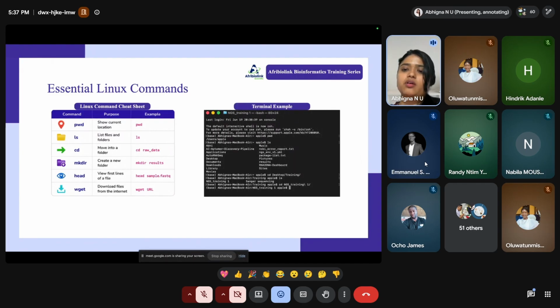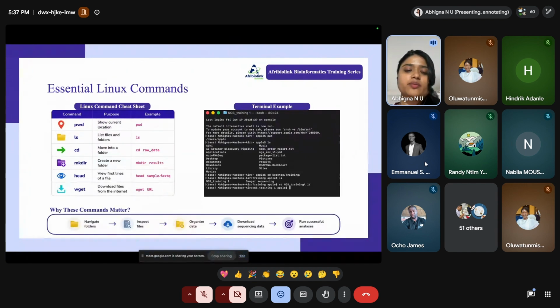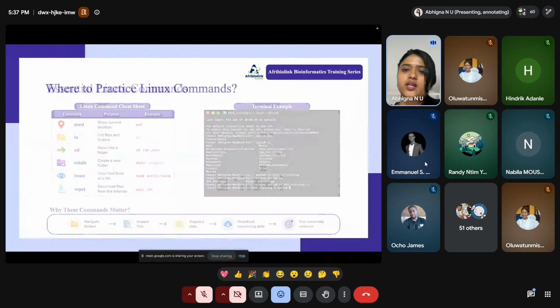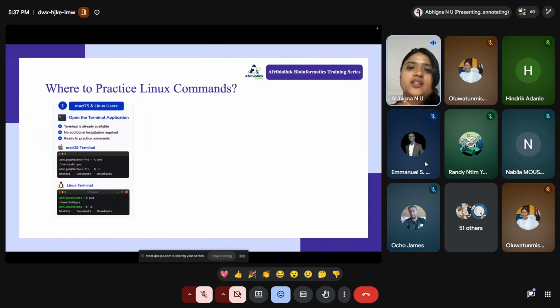This is an example of a terminal. This is actually from my system. This is how our terminal looks. Why these commands matter is to navigate the folders and inspect the files, easily download the sequencing data, and run the analysis successfully.